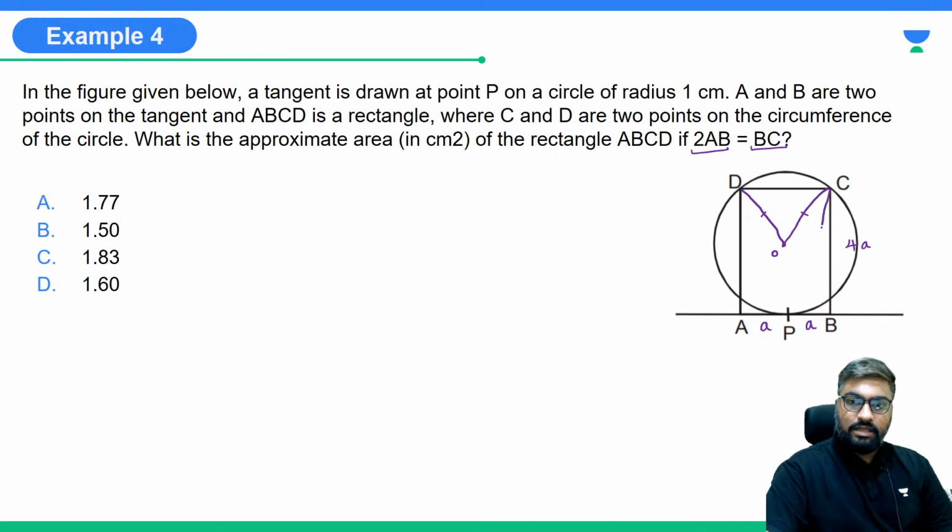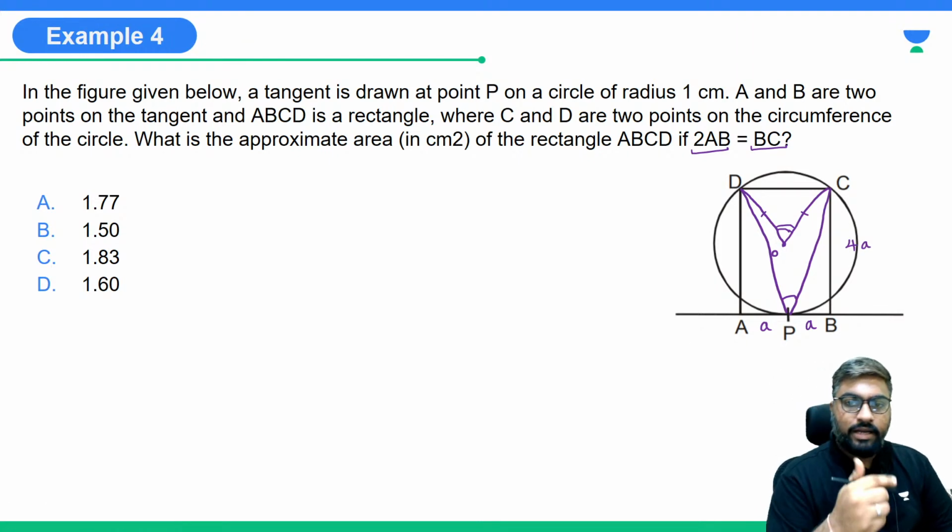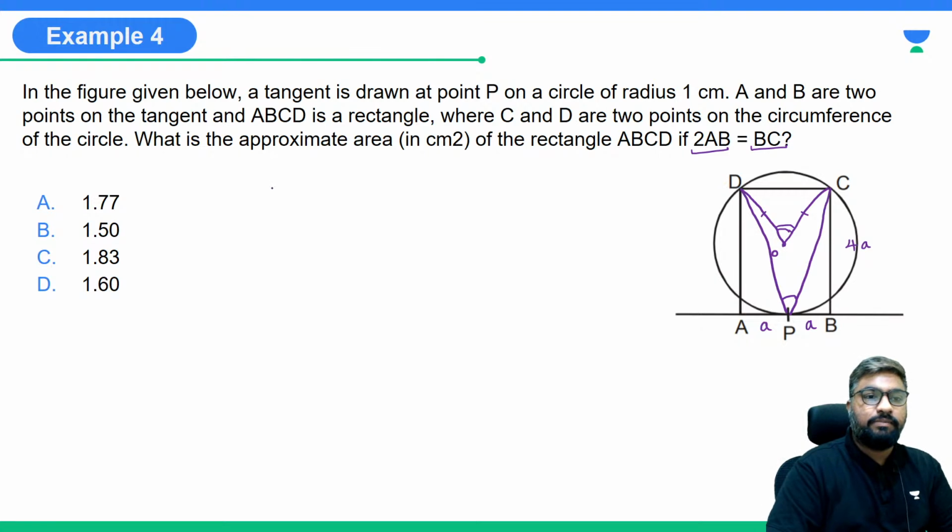Moreover this angle and this angle, if this is theta, then this will be 2 times theta, it will double, okay. Alright, so first let's find out the length of DP, okay, DP का लेंथ ढूंढते हैं.